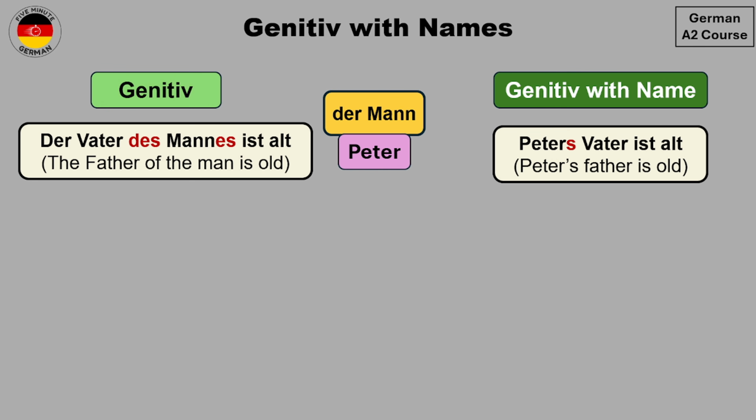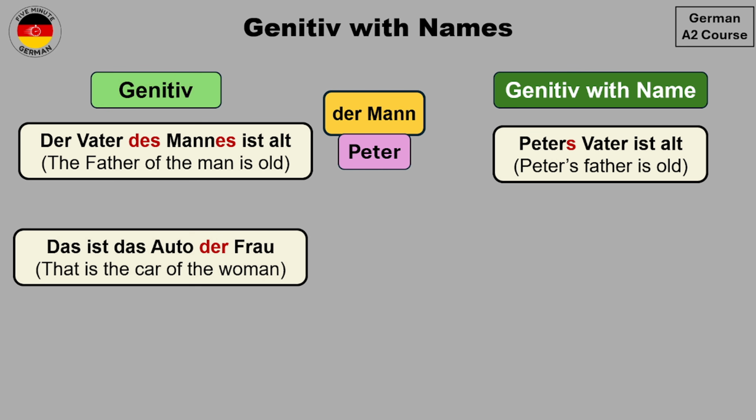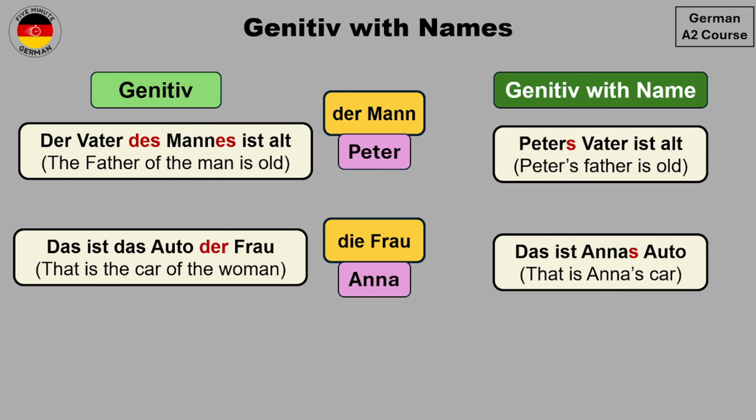Now another example which we saw earlier was "Das ist das Auto der Frau." That is the car of the woman. Now if the name of the Frau was Anna, then we will write this sentence in genitive as "Das ist Annas Auto," which means that is Anna's car. So you see again we have added an S after the name without any apostrophe as we do it in English.